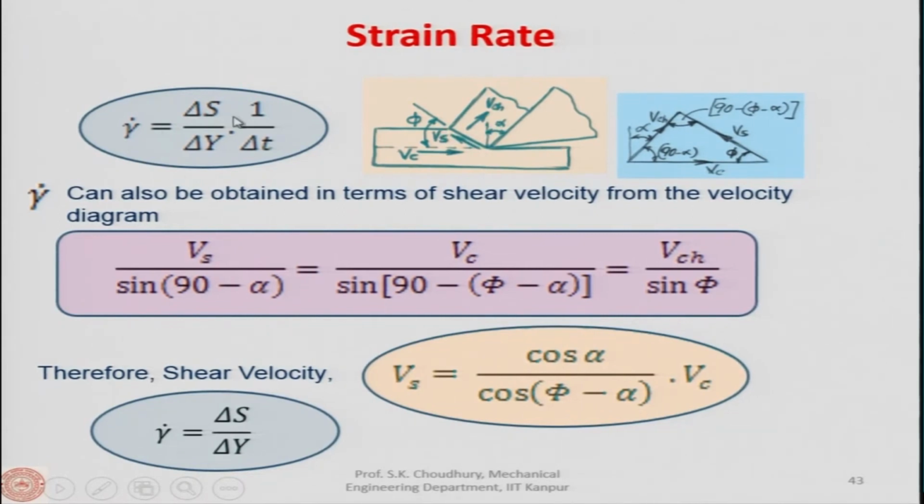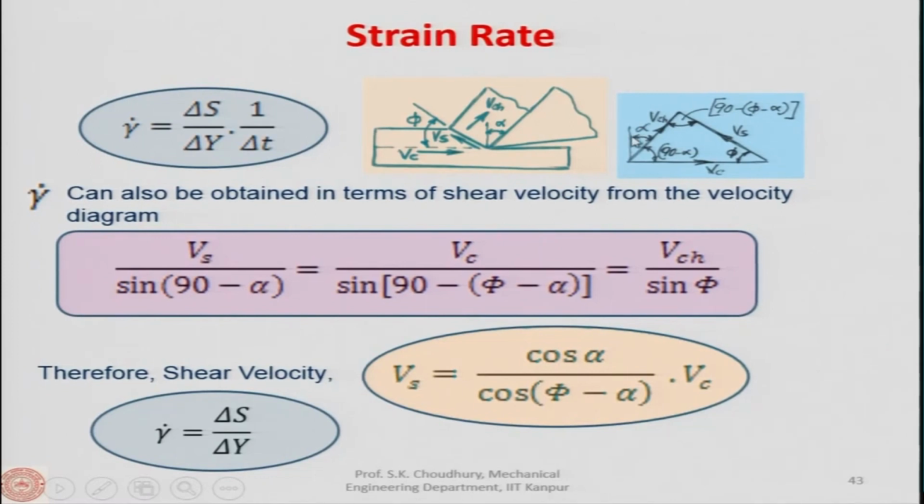Otherwise it will be difficult to find out the value of delta S by delta y and the 1 by delta t. So, we take the help of this diagram, and we say that in this diagram the Vch, Vc and Vs can be coupled in this way, because you see Vc is in this direction, Vs is in this direction and Vch is in this direction, and these are the angles. These angles we have already seen: this angle will be alpha, that is the rake angle, and this angle will be the shear plane angle between the Vs and the Vc, and so on.